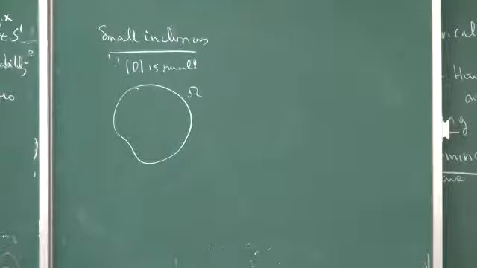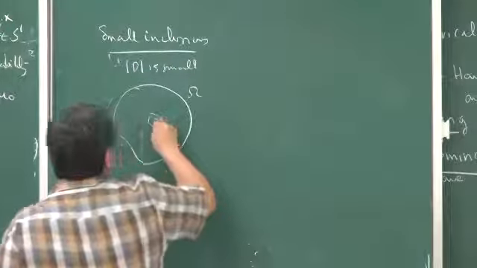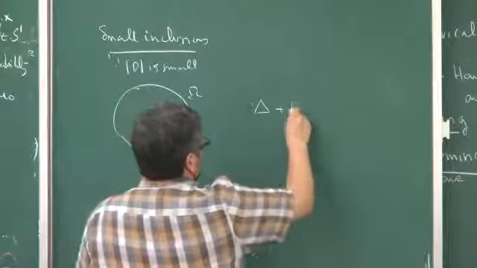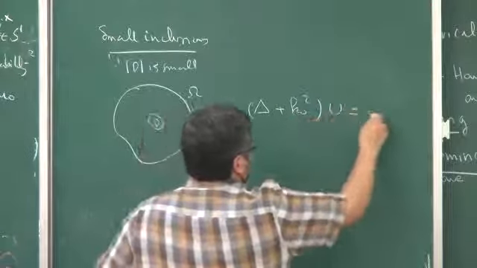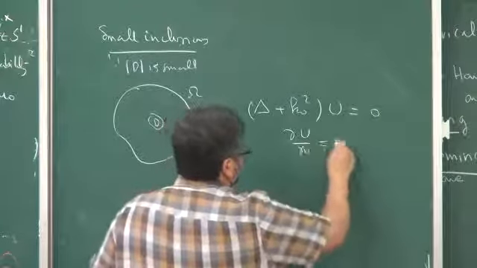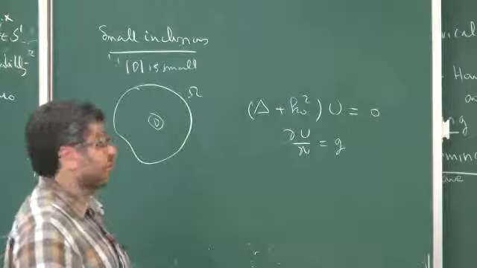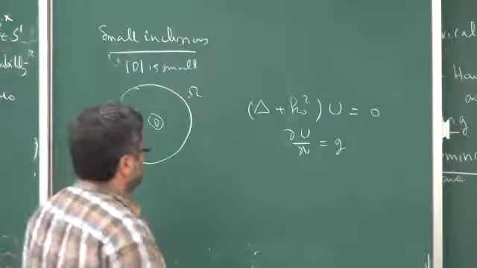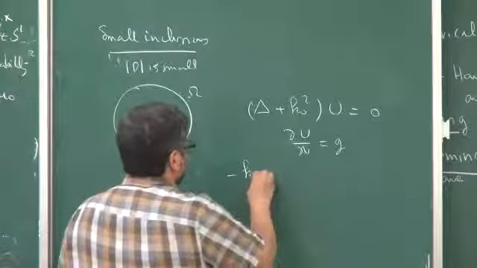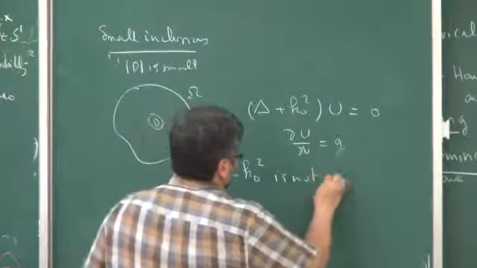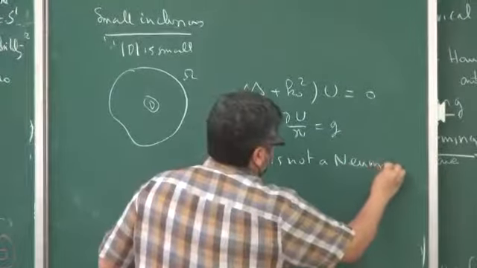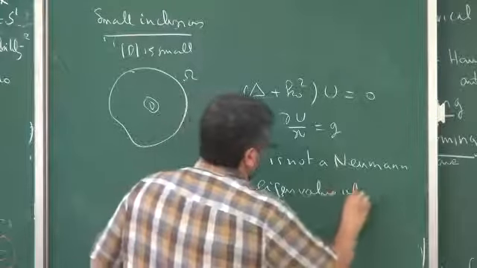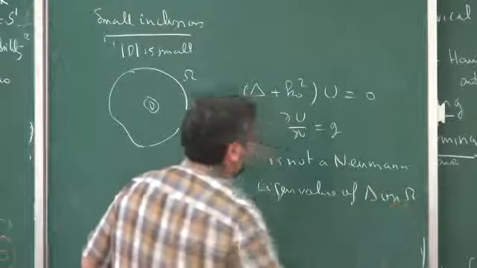Okay, so background solution. This is D. D is small. The background solution is the solution to what? To the Laplacian plus k square, capital U equals 0, with normal derivative equal G. This is the background solution when there is no inclusion. Now, in order to solve this one, we have to assume that minus k square is not a Neumann eigenvalue of the Laplacian on omega, right?